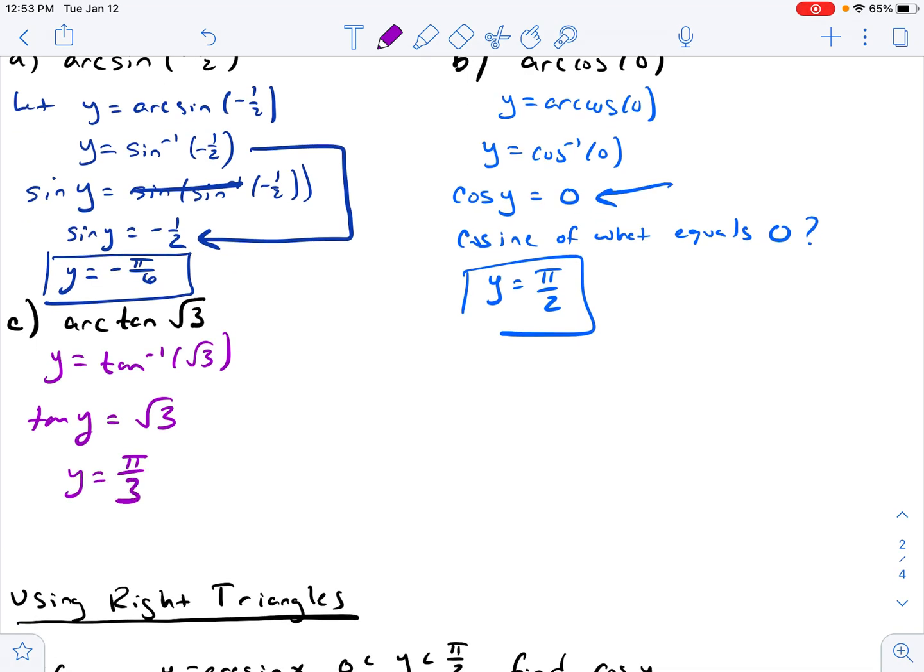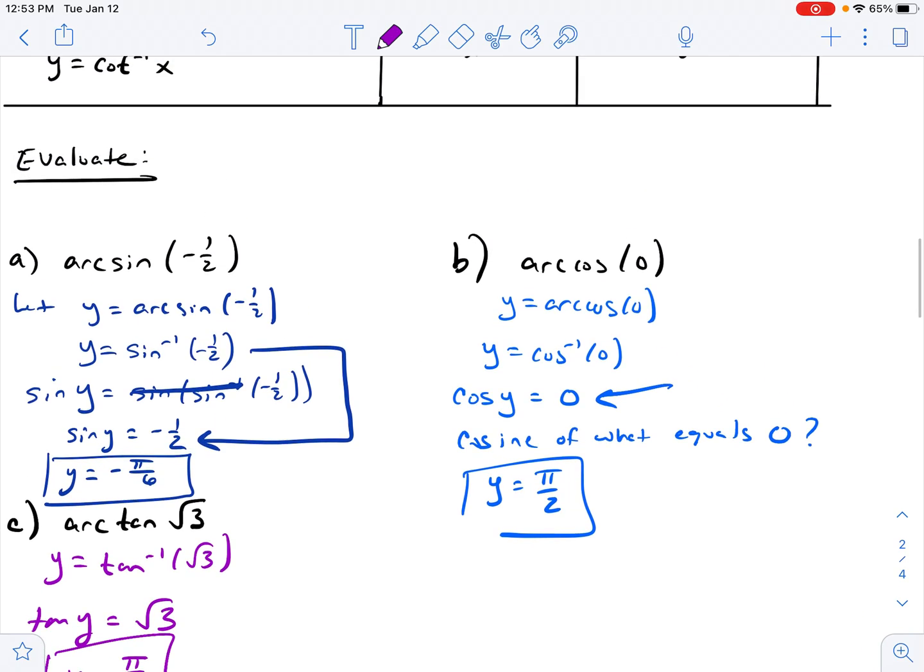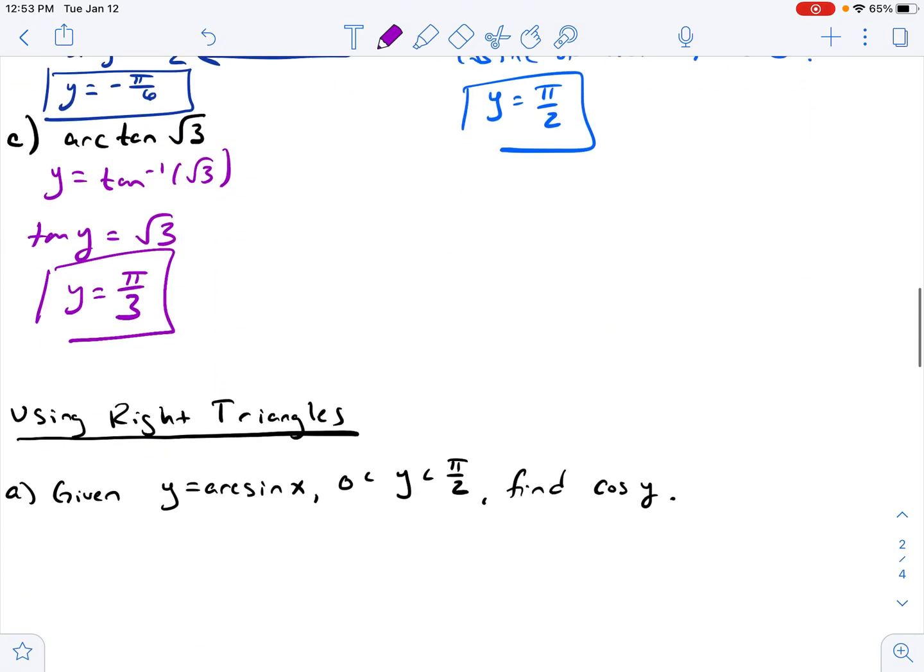So that's evaluating these things. You're really just saying, look, at what angle does this particular trig function equal these numbers, these radicals? Where does tangent equal radical 3? Where does sine equal -1/2? Where does cosine equal 0? And we're getting those associated angles.